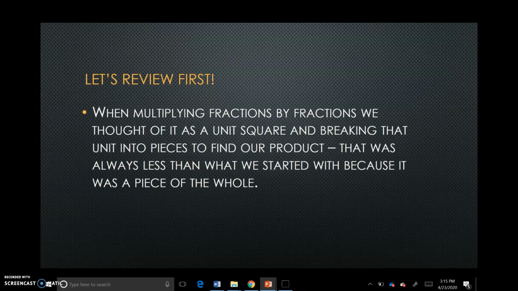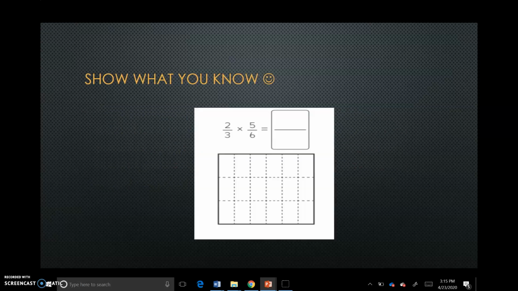So in these examples of just common fractions multiplied by other common fractions, you should always have an answer that's less than what you started with because you are taking a piece out of a piece. All right, so why don't we take a moment and show kind of what you know on 2/3 times 5/6.